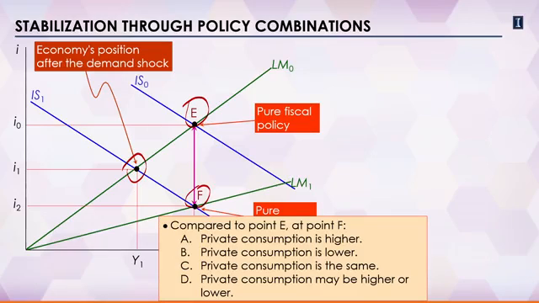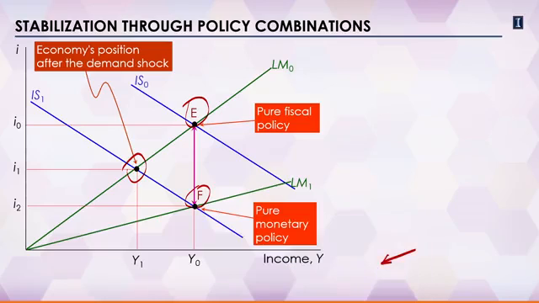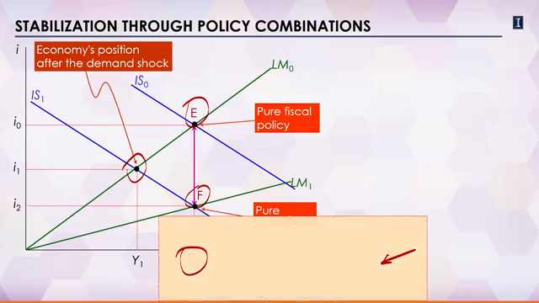I hope you've chosen option C, no change, for a very obvious reason. Notice that income level is exactly the same for E and F, and that is what determines private consumption. Interest rate does not affect private consumption, and as a result, the difference in interest rate between these two situations does not have much bearing on the consumption outcome.